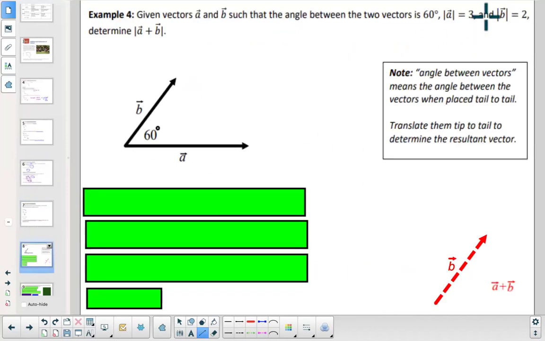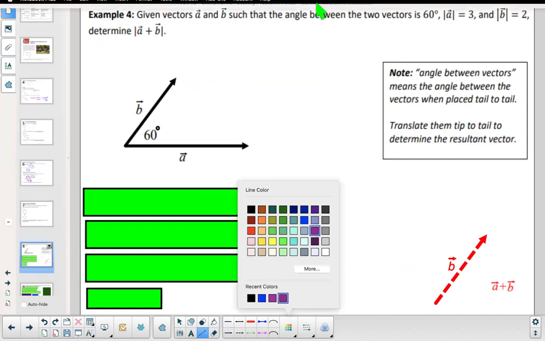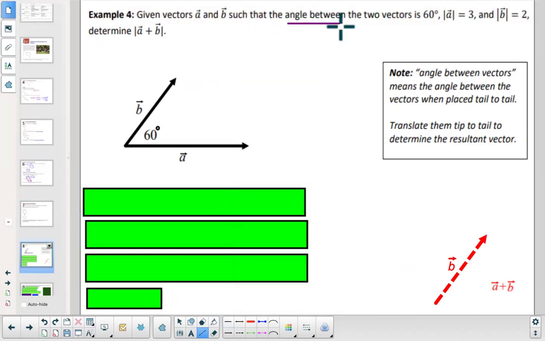Question number one, given vectors A and B such that the angle between, I want to underline and really emphasize that today, the angle between the two vectors is 60 degrees. The magnitude of vector A is equal to 3. The magnitude of vector B is equal to 2. We want to determine the resultant, which is the sum of vector A plus B.